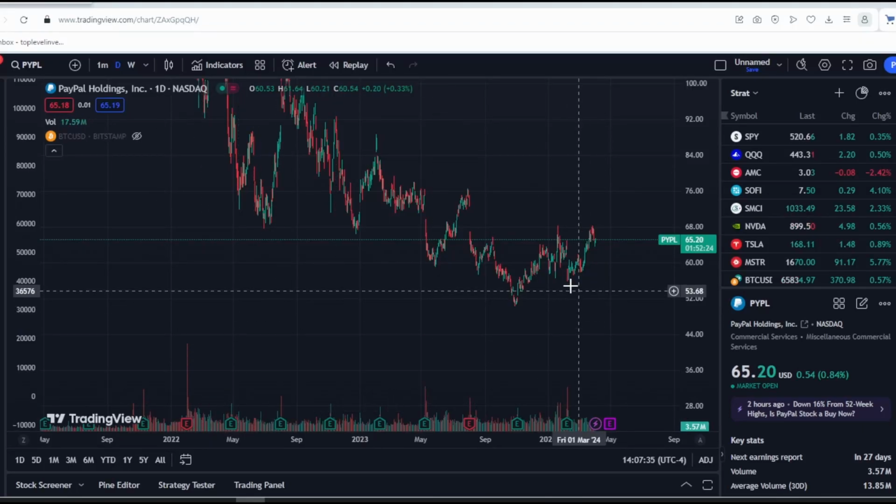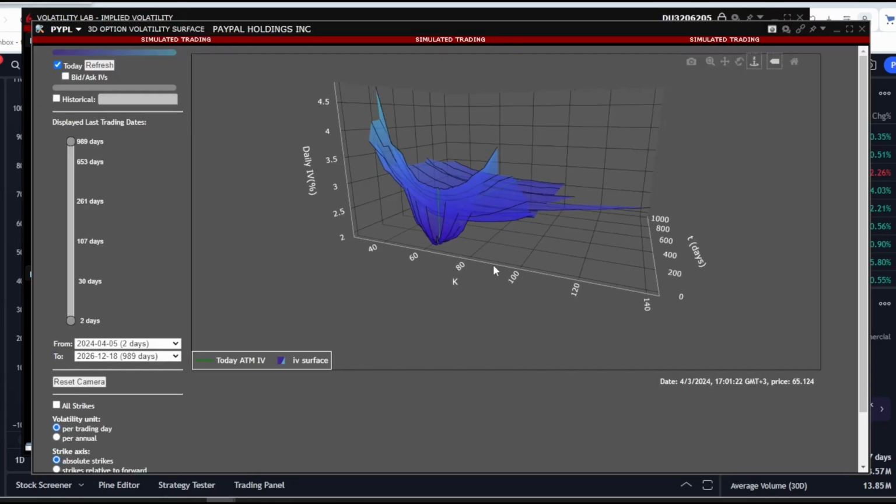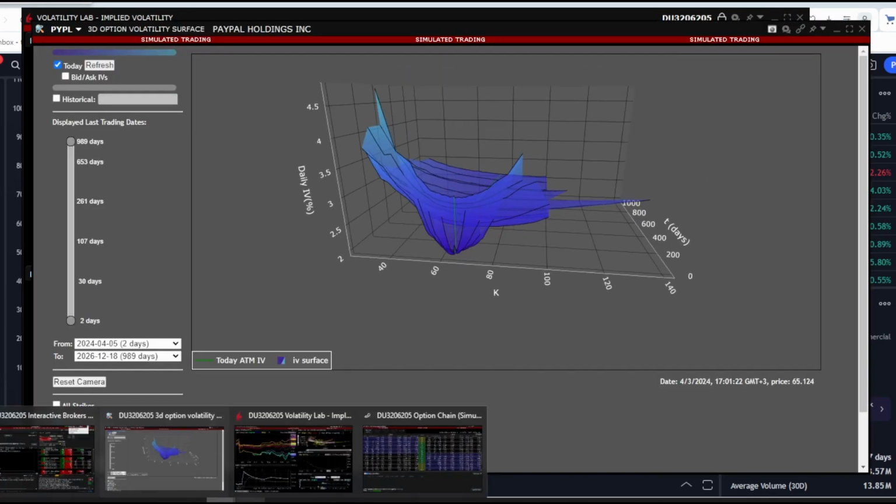Let's talk about PayPal stocks. I'll tell you about volatility. Let's look at the volatility smile, as well as historical volatility. I'll definitely show you the 3D volatility, and we'll build a strategy around this company. I'll also talk about its potential.